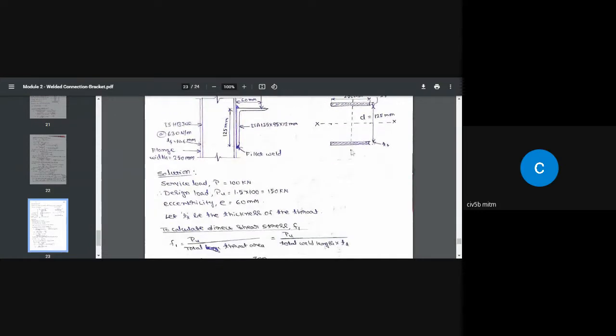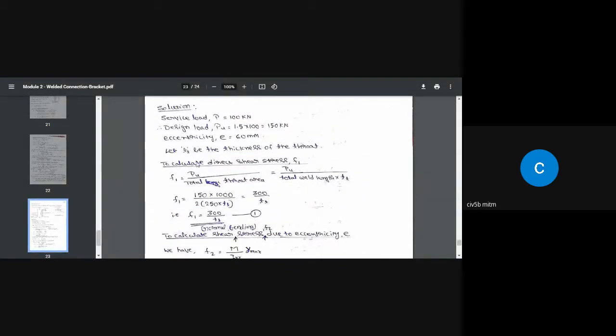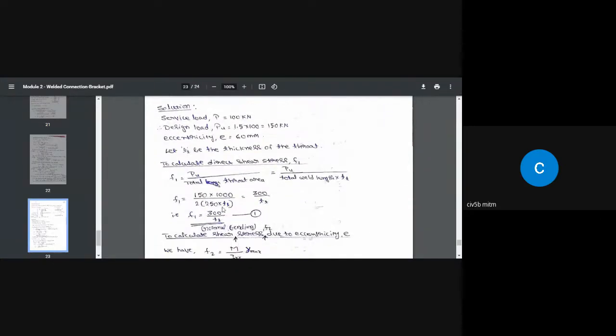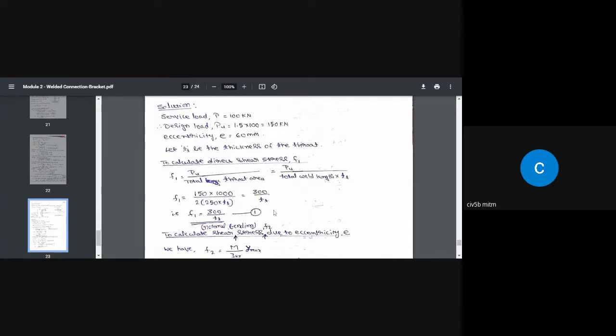Okay. So I need to find out what is the weld size. As usual, direct stress is PU divided by the total throat area. PU is 150 and the total throat area is 250 multiplied by TT multiplied by 2 because we have two such welds. So this is the value we got for F1.